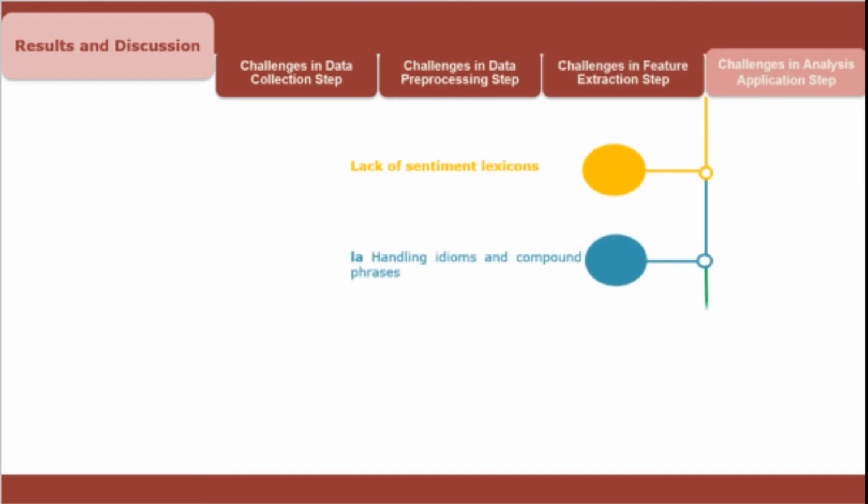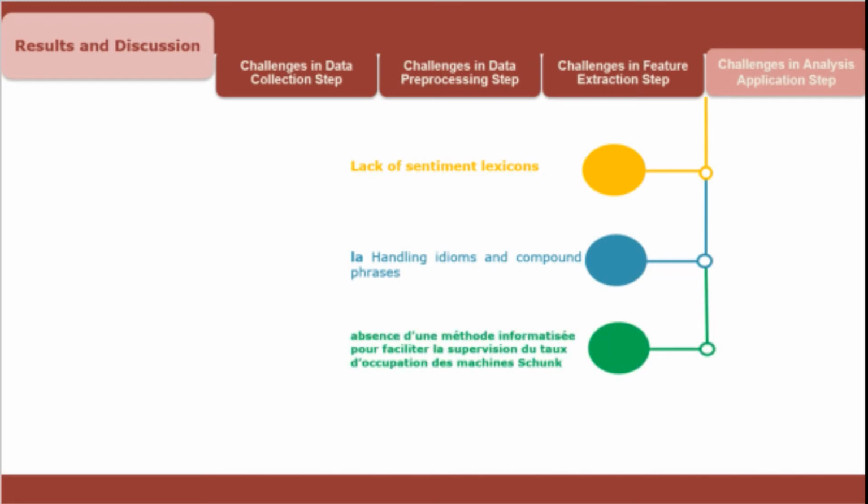Challenges in analyzing application steps. Although many sentiment lexicons have been created for the Arabic language, they haven't been made publicly available. Idioms and compound phrases are very common in Arabic text in social media. These phrases may have a reverse meaning in various regions of the Arabic world and differ from one dialect to another. Arabizi is a new issue in social media where Arabic users use Latin characters to express Arabic words. Besides, sometimes they tend to switch between Arabic and English, making it very hard to identify if a word is written in English or Arabic.